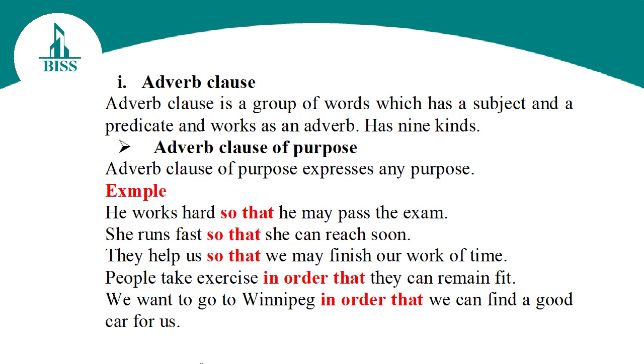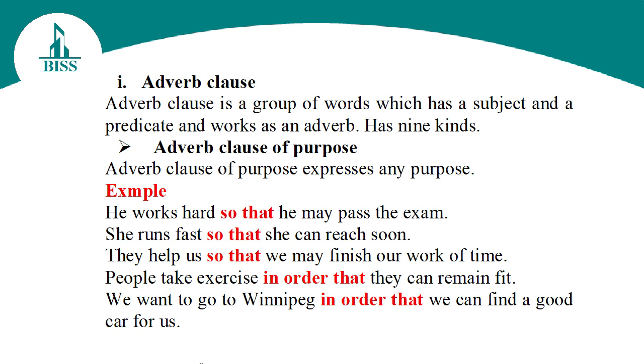Adverb is the second kind of dependent clause. Adverb clause. An adverb clause is a group of words which has a subject and a predicate and works as an adverb. It has 9 kinds. It is the first kind of adverb clause. Adverb clause of purpose. An adverb clause of purpose expresses a purpose.